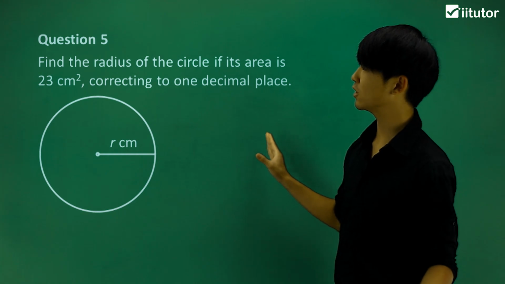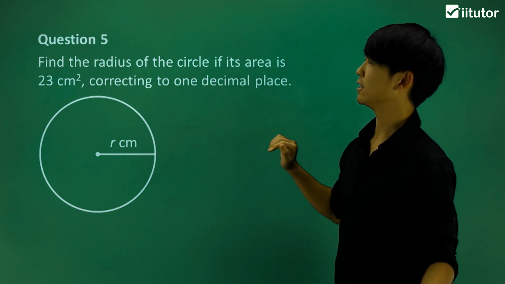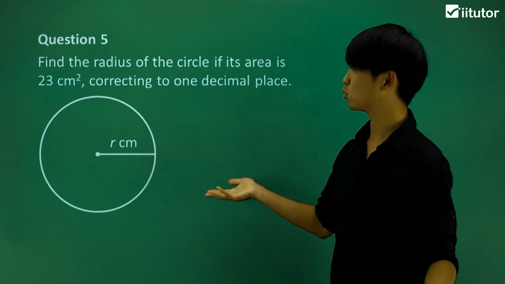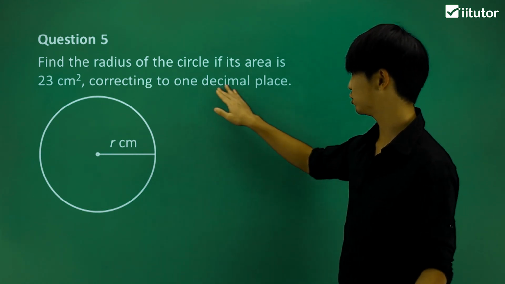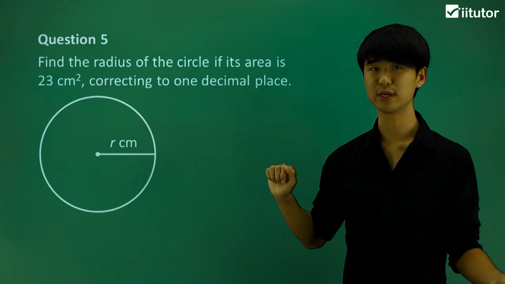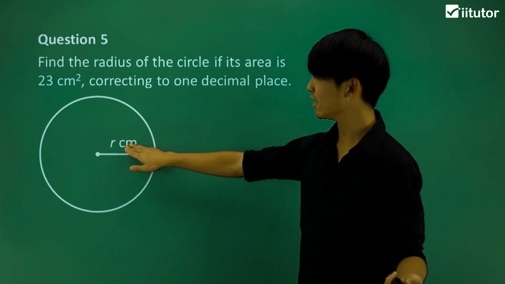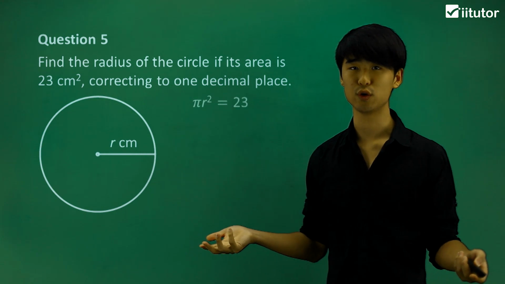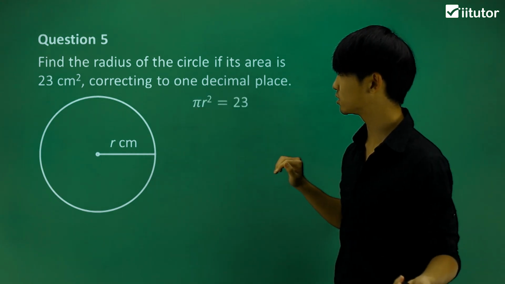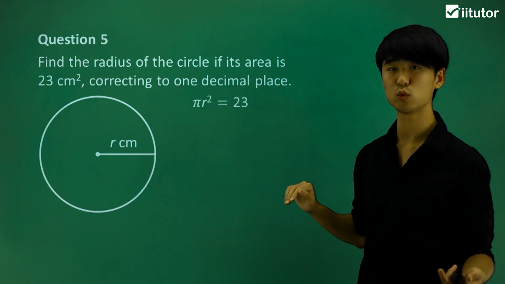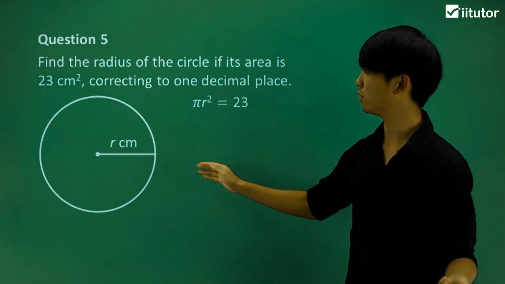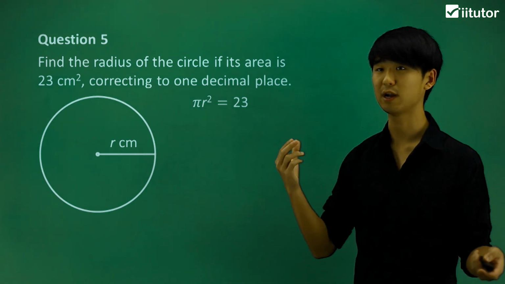Now moving on to question number 5. Let's read it. It says, find the radius of the circle if its area is 23 centimeters squared, correct to 1 decimal place. So we're going to find the radius, and they gave us the area of the circle. We start off again: pi r squared, which is my area, is 23 centimeters squared. What do we want? Well, we want to find what the radius is, so we want to find what r is.